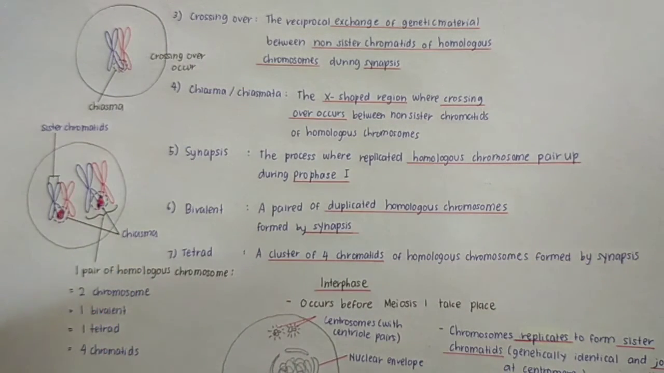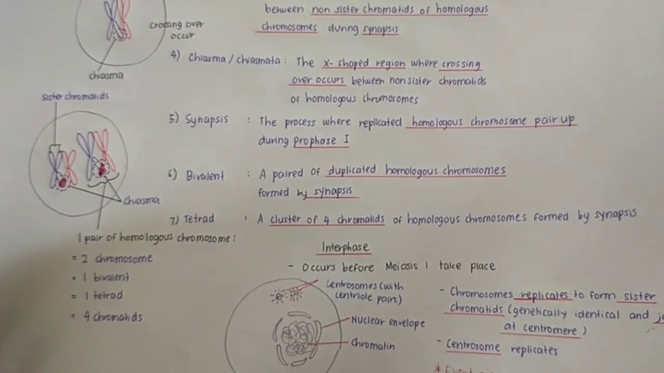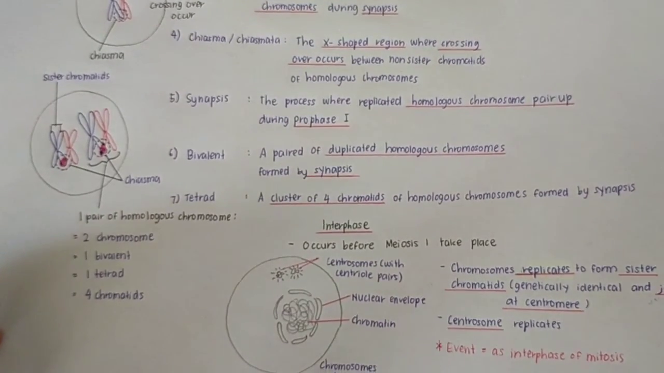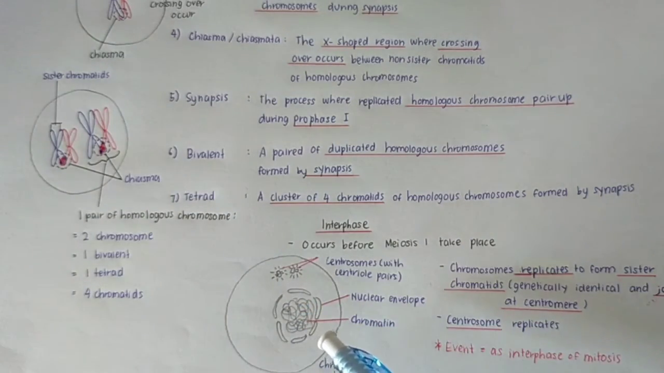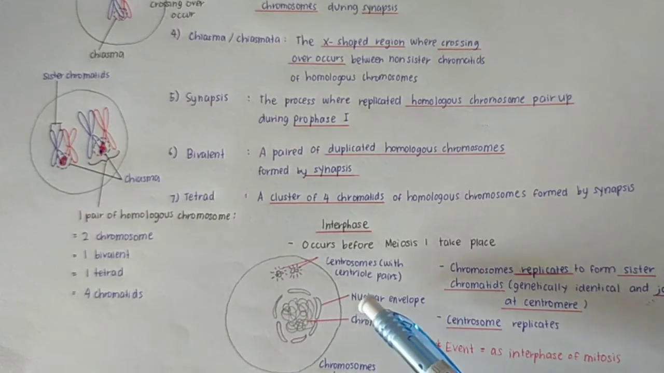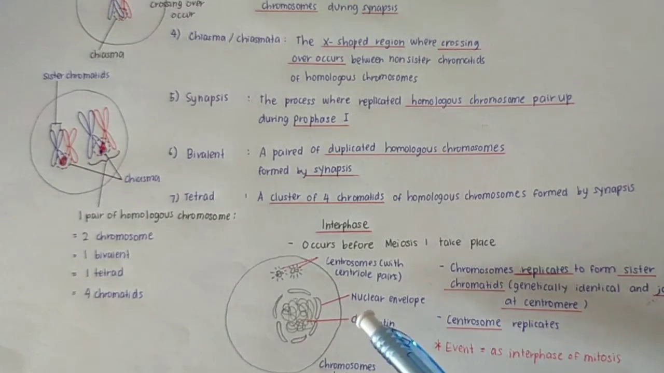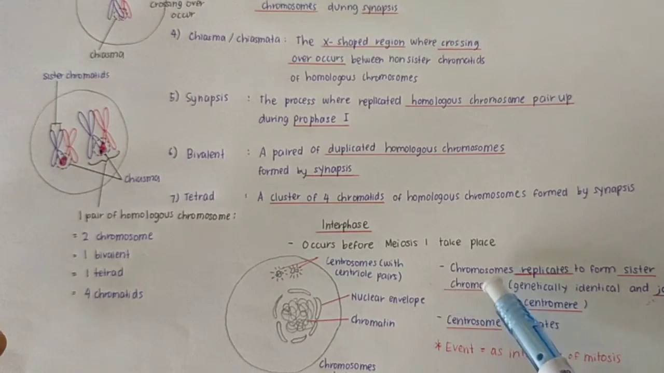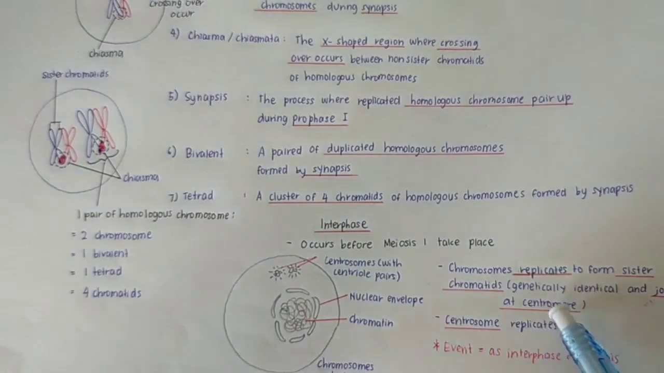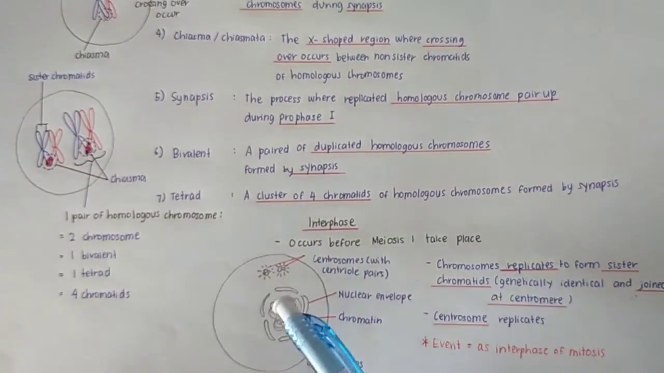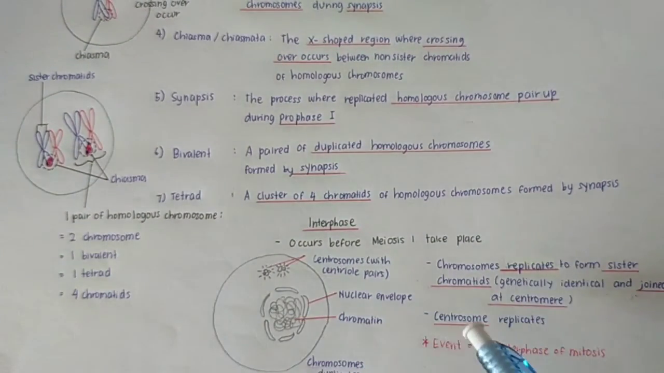Okay, so before we proceed to the process of the meiosis 1, you have to take note before meiosis 1 takes place, okay, the cell will undergo interphase first. Maksudnya akan berlaku interphase dahulu. Okay, so actually proses interphase ni, okay, adalah lebih kurang sama sahaja dengan interphase yang berlaku sebelum mitosis. So what happens during interphase? So chromosome replicate to form sister chromatid, okay, which is genetically identical and joined at the centromere. Alright, and then centrosome also will replicate.